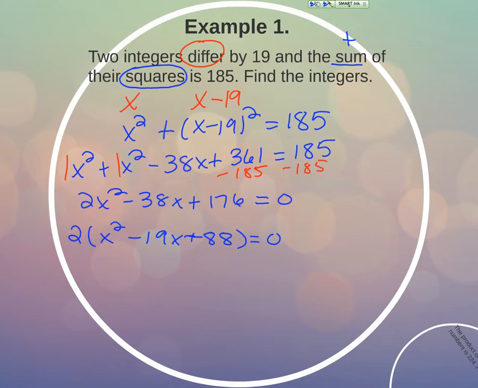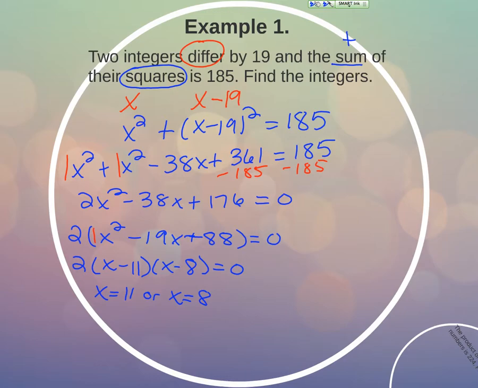So now, looking at this, it's not so bad. What are the factors of 88 that will combine to give me 19? Absolutely, 11 and 8. So I've got x minus 11 and x minus 8. Now if I set 2 equal to 0, that's not going to do anything for me, so I end up with x equals 11 or x equals 8.